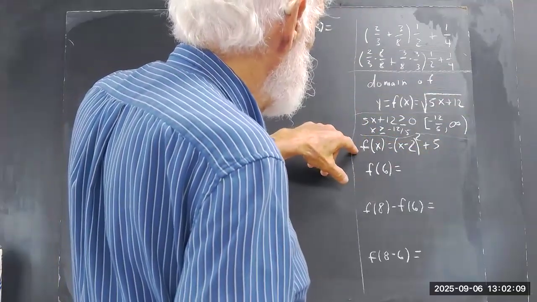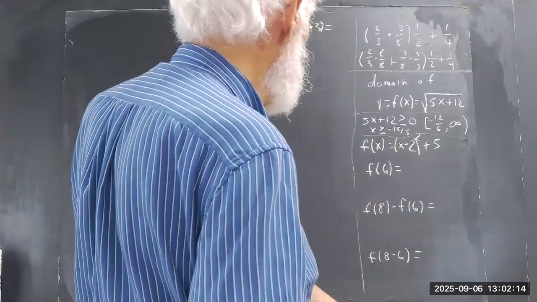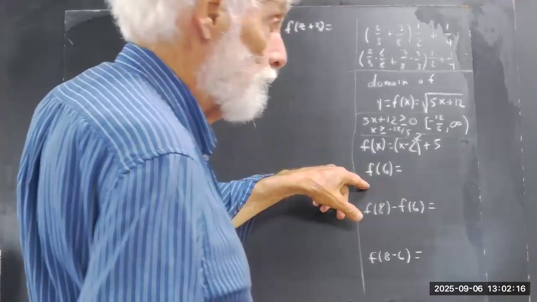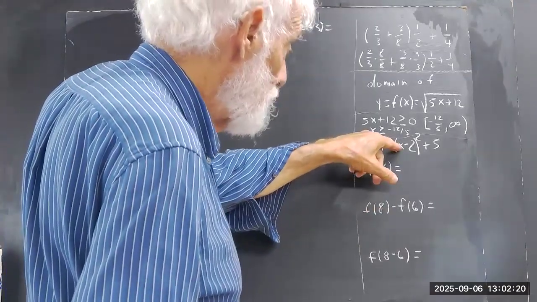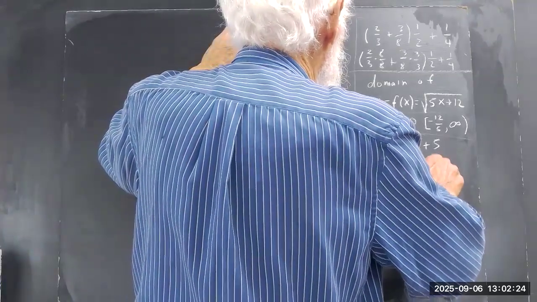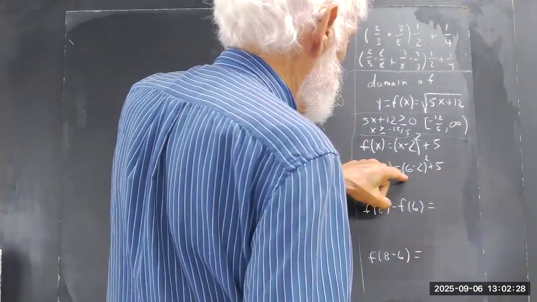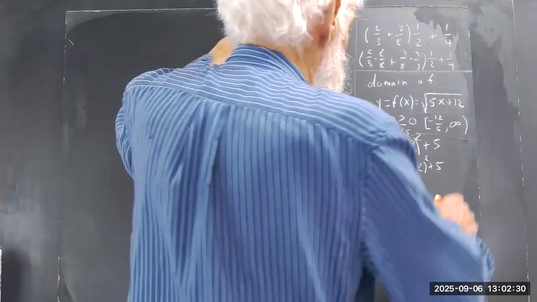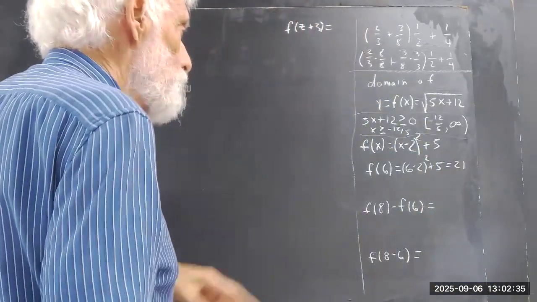Okay, then we've got f of x equal quantity x minus 2 squared plus 5. What's f of 6? Well, x has become 6, so x here has to become 6, and you get 6 minus 2 squared plus 5. And I'm not going to write out the details. 6 minus 2 is 4. You square that, you get 16. And this equals 21. You can verify that.